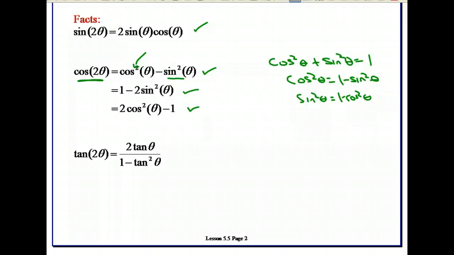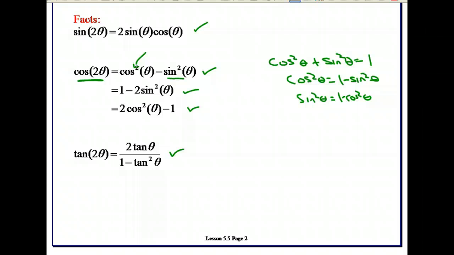And then the tangent is the sine over the cosine, and through our identities here and a little bit of division, you could get this identity as well. The tangent of 2 theta is 2 tangent of theta all over 1 minus tangent squared. Okay, so for the identities, if you're looking at this thinking, oh man, more memorization, not so on these.